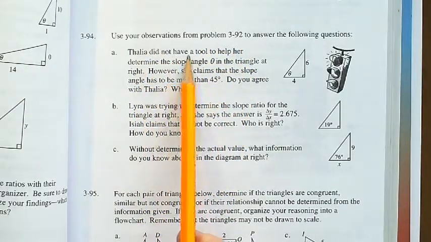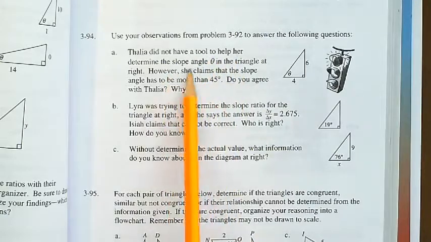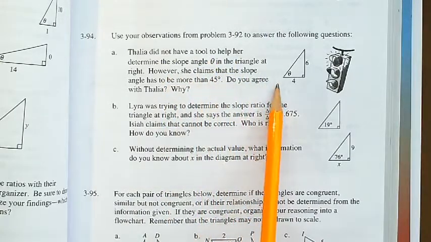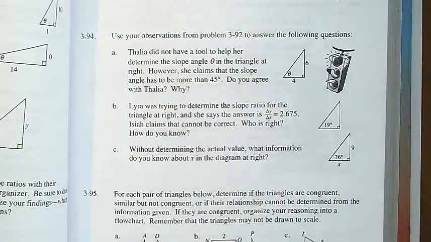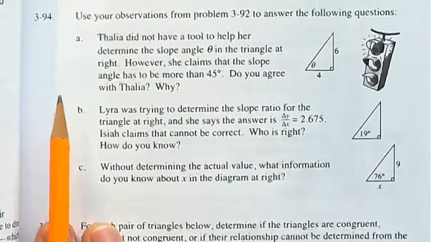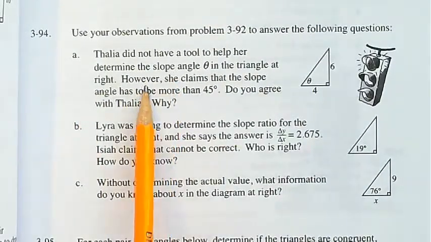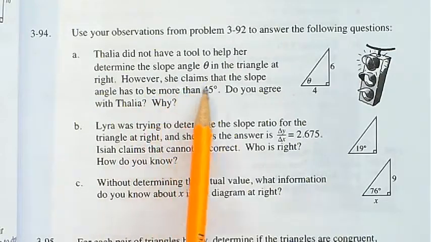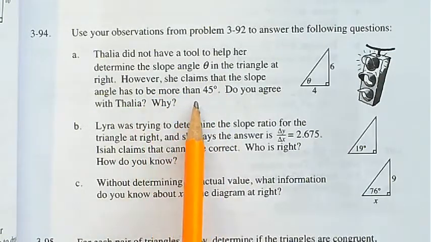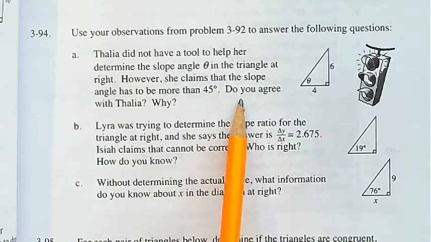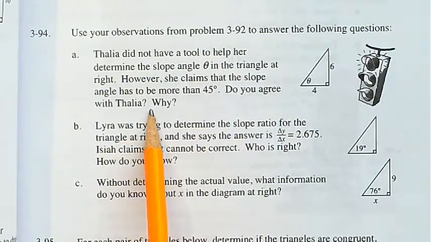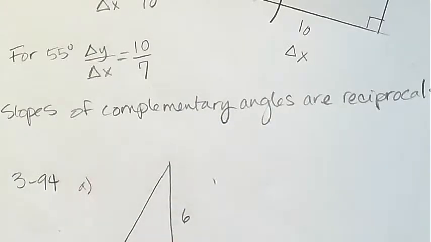Talia did not have a tool to help her determine the slope angle theta in the triangle at right. Okay, so she did not have this on her trig table graphic organizer. However, she claims that the slope angle has to be more than 45 degrees. Do you agree? And why? So let's draw this triangle.